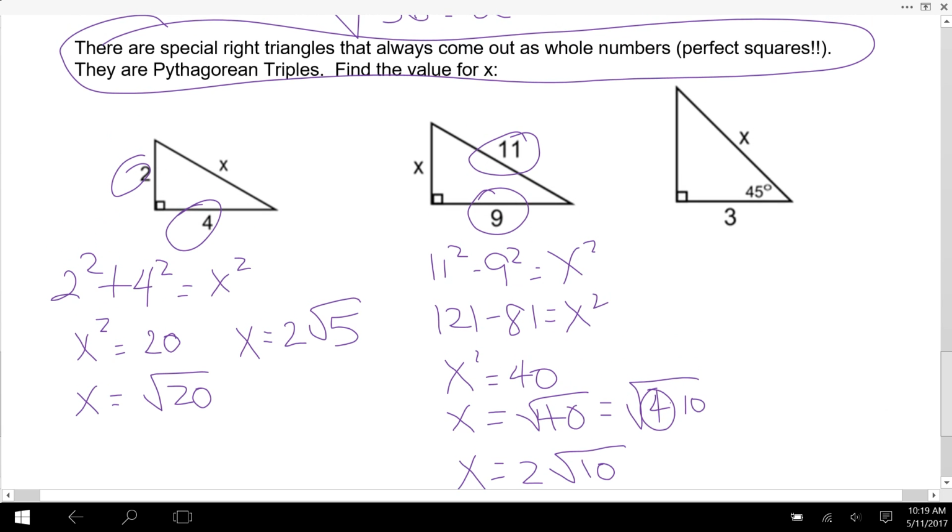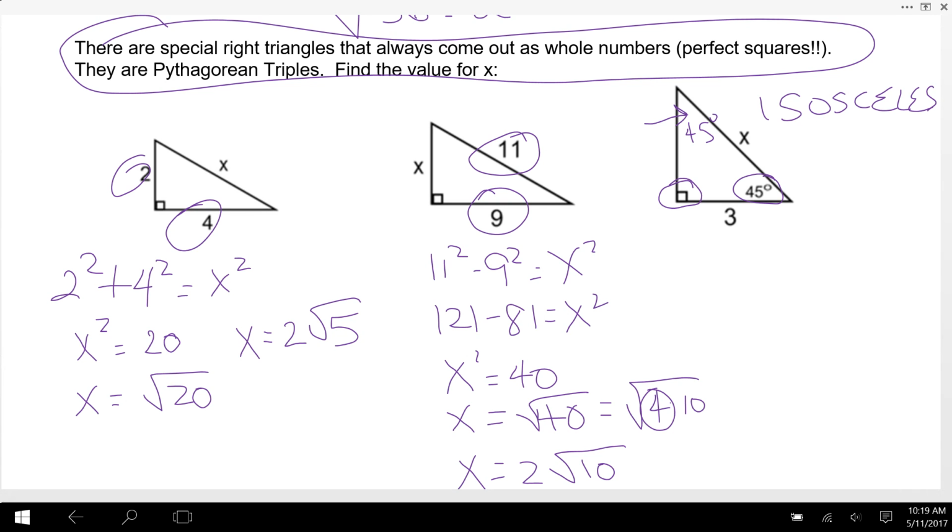Okay, this last one over here is an isosceles triangle. So if I have 90 degrees here and 45 here, this other angle has to be 45 because I have to have 180. So 45 and 45 is 90. The other angle is a 90. So there's my 180. That means this other side is also 3, because if my angles are the same, the sides have to be the same also.